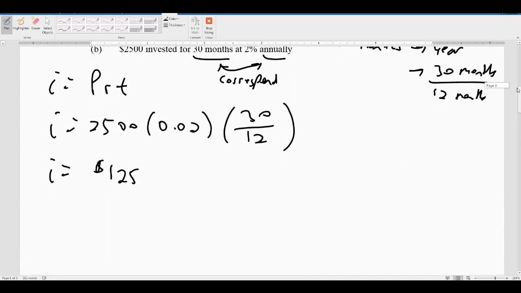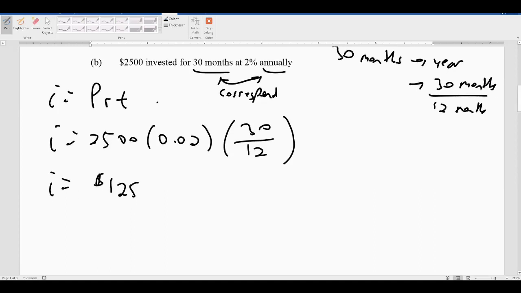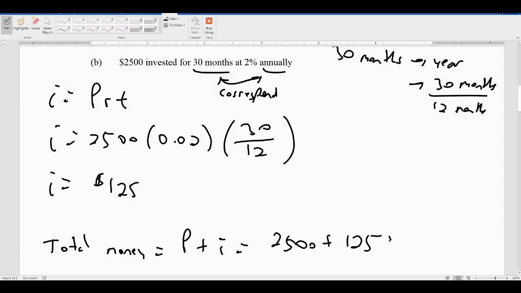Now the question I could ask you is, for this example, how much money would you have total then? So what you would do is take the P that you invested and add the interest. And so you had 2,500 plus 125, which is 2,625.